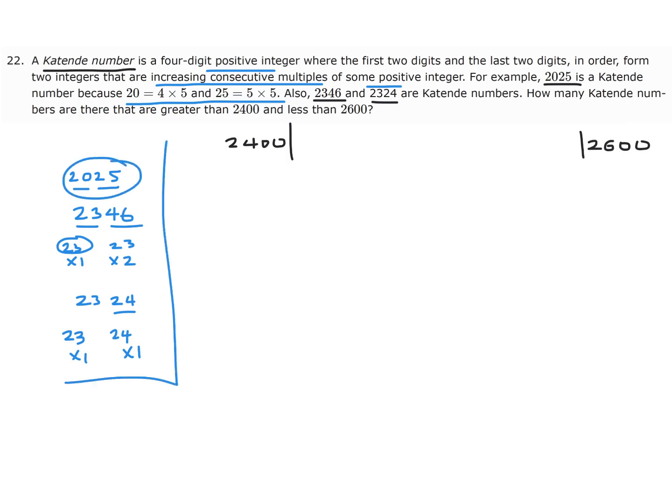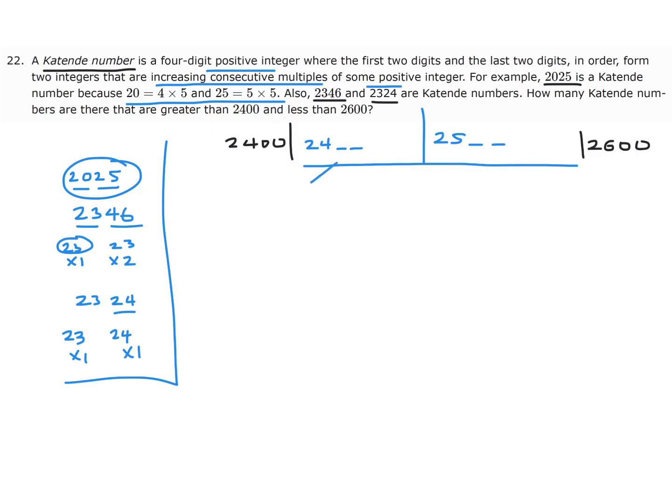Okay, so now let's tackle this. So we want Katende numbers. So the good news is that all of these numbers in here that we find are going to start with either 2, 4 something, or they're going to start with 2, 5 something.